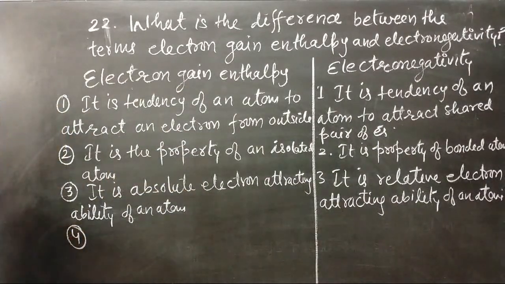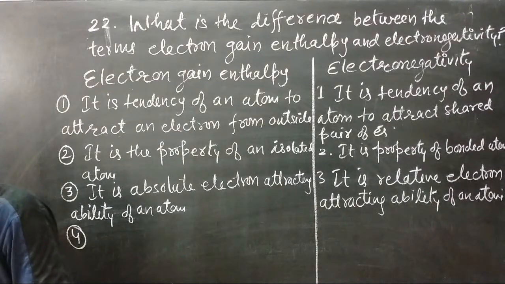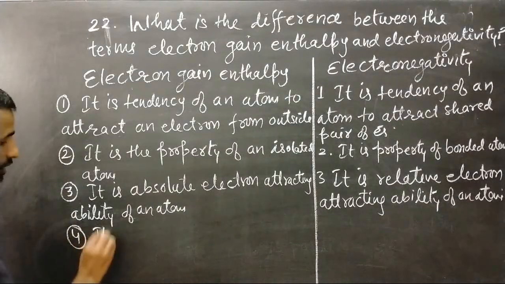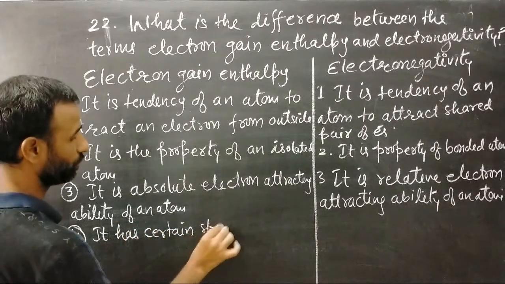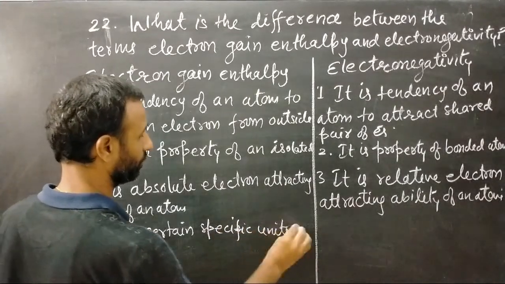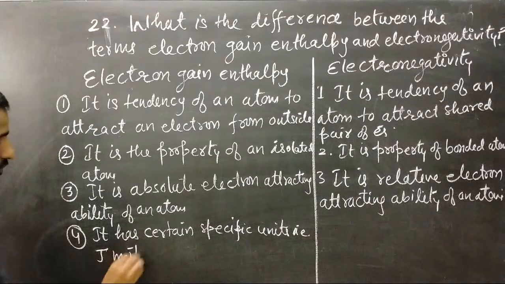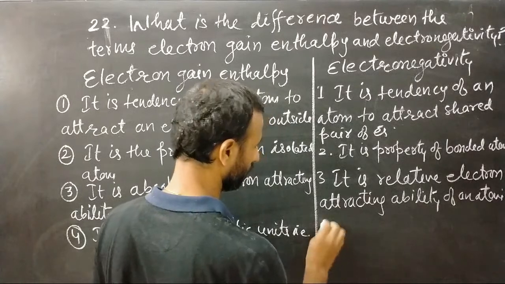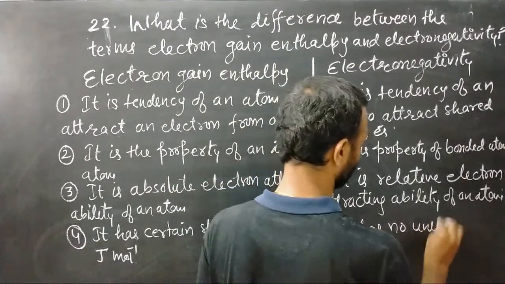Yes, what are the units of electron gain enthalpy? That you tell. Yes, Siddharth, you are right. It has specific units, that is joule per mole or kilojoule per mole, and electronegativity has no units.